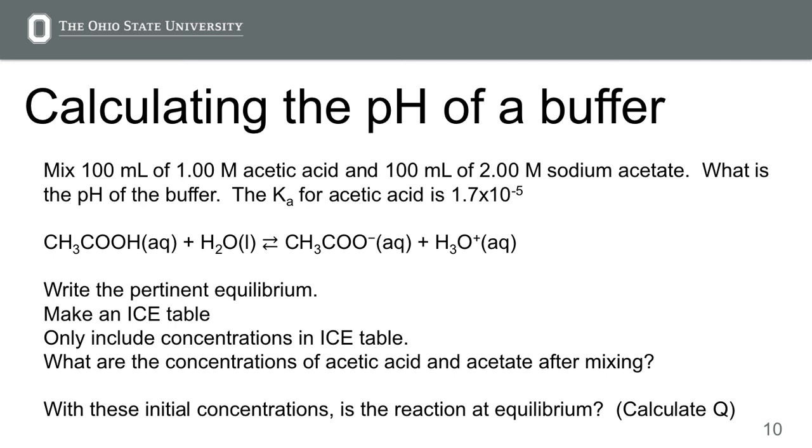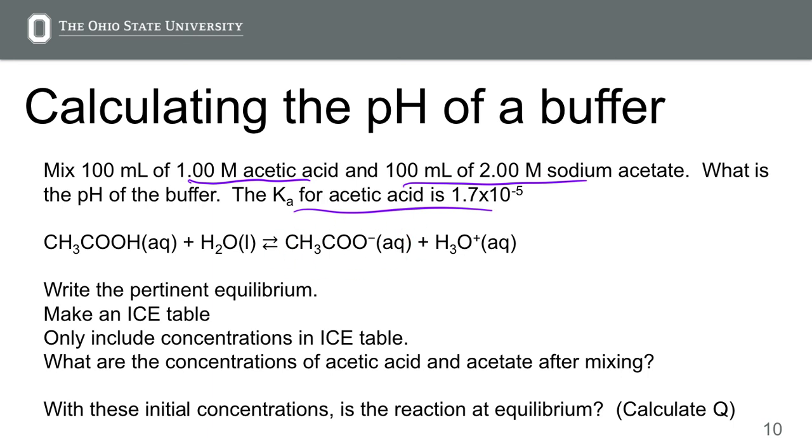We are going to next talk about calculating the pH of a buffer. I know we only have a few minutes left, so I'm going to set this up for you. Let's say we take 100 mL of 1 mol/L acetic acid and 100 mL of 2 mol/L sodium acetate. And we want to find the pH, and we're given the Ka for acetic acid. The only equilibrium that we need to worry about, only one equation, is that with acetic acid on the reactant side and acetate on the product side.